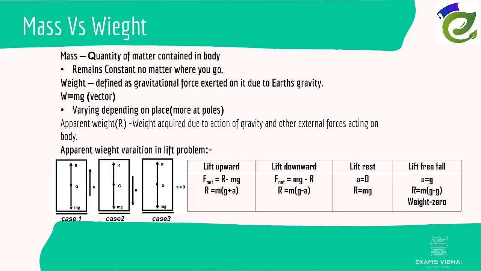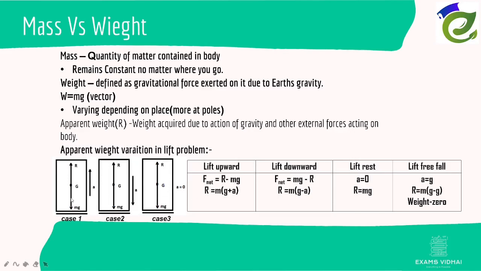Part of NCERT and in our board exams we may encounter this problem, that is apparent weight variation in a lift. This is the lift and the person is inside the lift. If the lift is moving upward, what is the force acting? The net force is F net equals R minus mg. The mg, the actual force due to gravity, acts downward, hence the negative sign. And now we know that apparent weight is equal to m into g plus a.